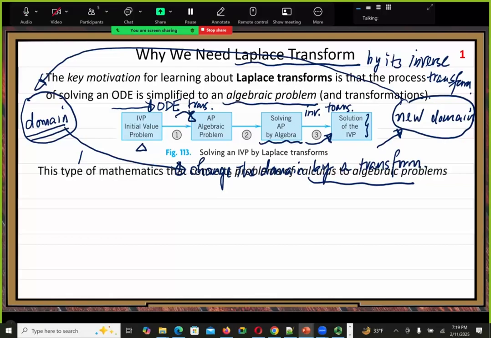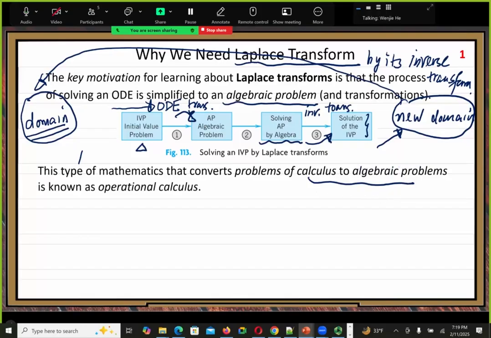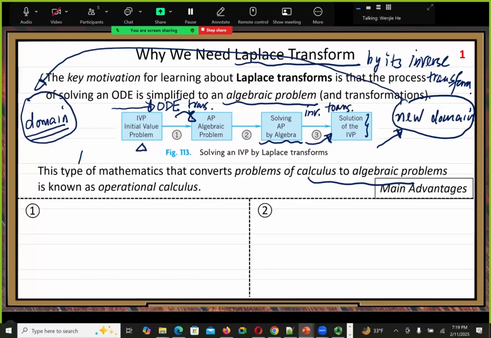All right, this type of mathematics, let me erase this, converts problems of calculus, when you use derivatives and integrals, to algebraic problems. It is known as operational calculus. Just some name. All right, the main advantages here.